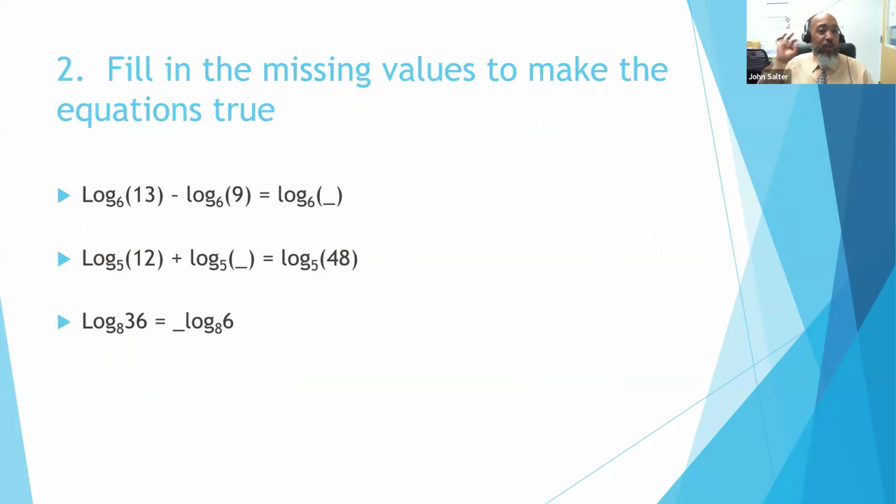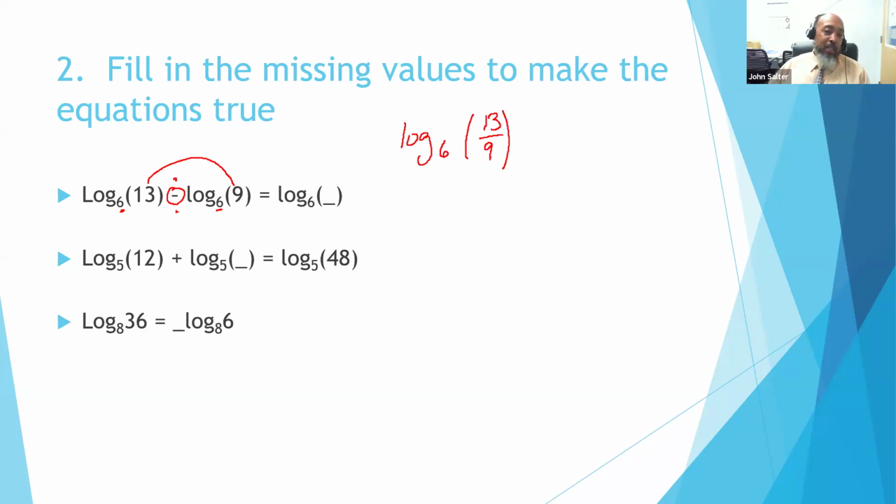Fill in the missing values to make the equations true. Log base 6 of 13 minus log base 6 of 9 equals log base 6 of what? Well, according to my quotient rule of logarithms, whenever I have the exact same base being subtracted, I can rewrite it as log of that base, which is 6. And then the arguments, it's going to be the first one, but not minus. Instead, we're going to be dividing by the second. So the first argument divided by the second.